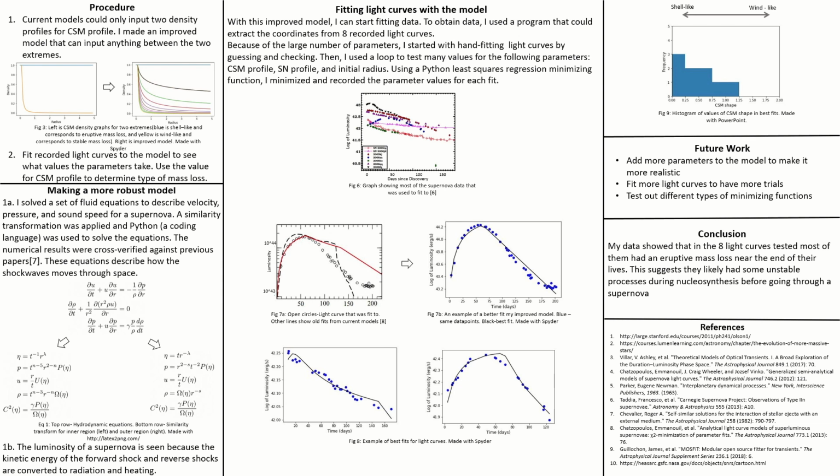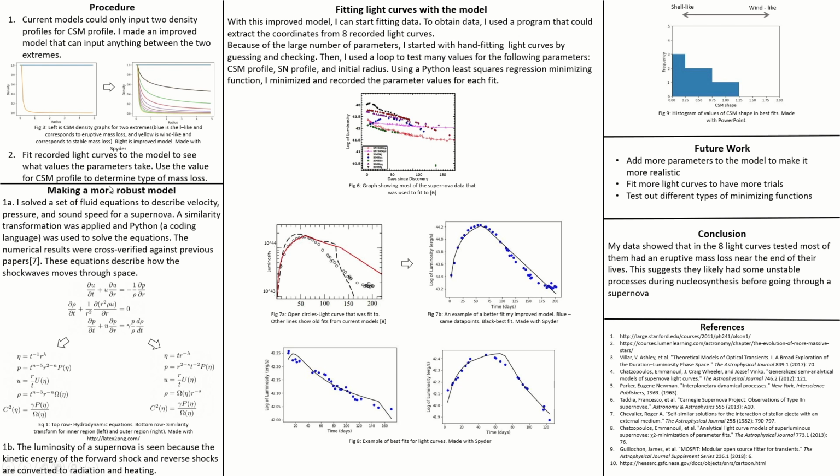And now what I did was to be able to input a much greater variety of values between those two extremes. After that, I would take supernova data and use the model to fit best-fit parameters to the data. And using the CSM profile, I could determine what type of mass loss the star had.